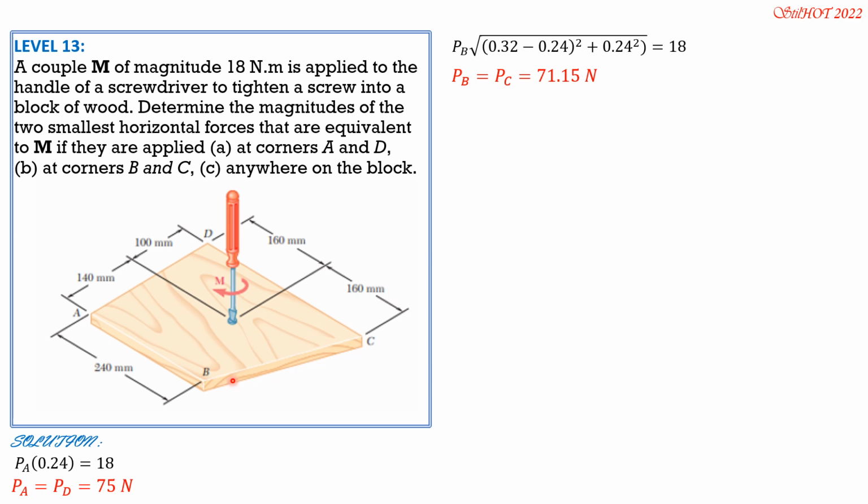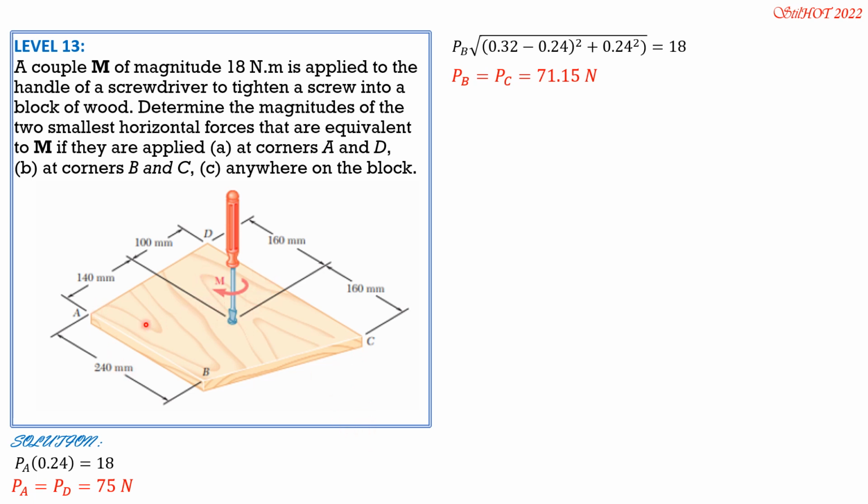Then anywhere on the block, from this figure, the longest distance between any 2 points would be distance AC. So the force at A should be in that direction, and the force at C would be in the opposite direction, so that the moment would be in that sense.